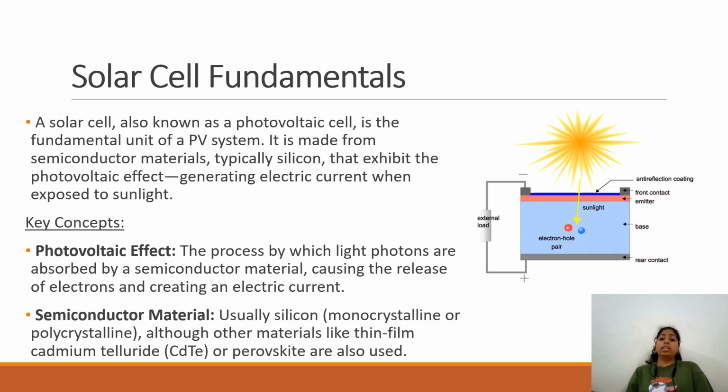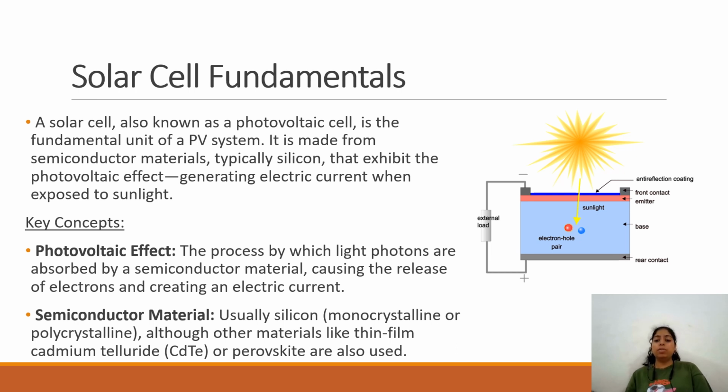Let's look at solar cell fundamentals. A solar cell, also known as a photovoltaic cell, is the fundamental unit of a PV system. It is made from a semiconductor material, typically silicon, that exhibits photovoltaic effect, generating electrical current when exposed to sunlight.